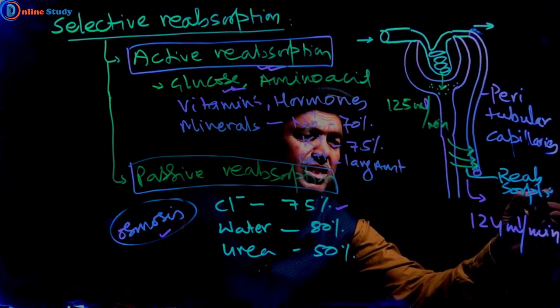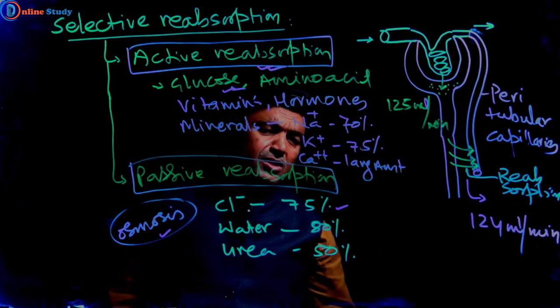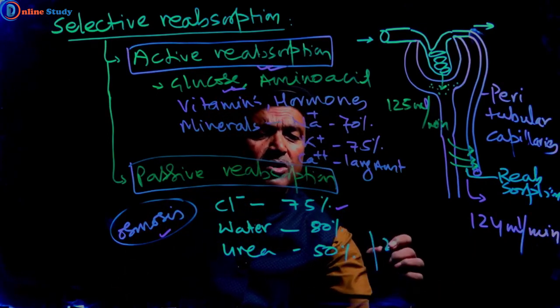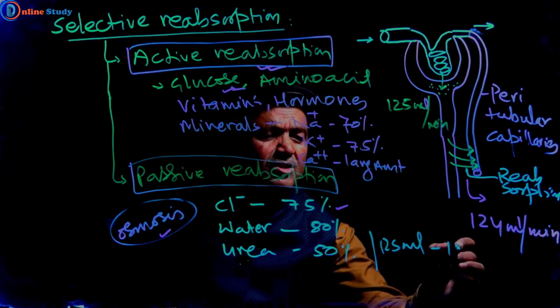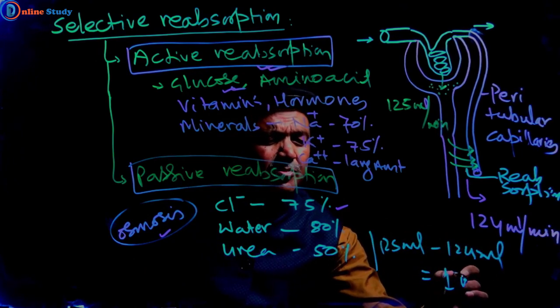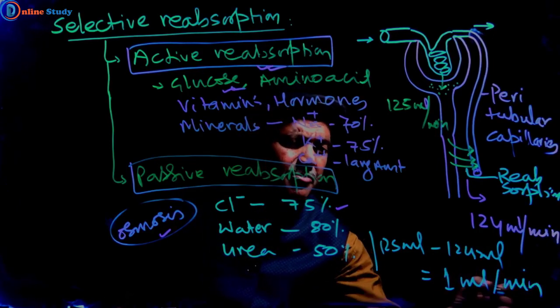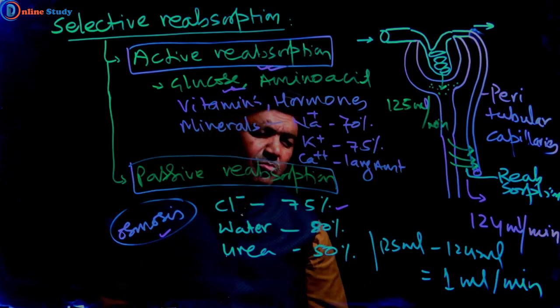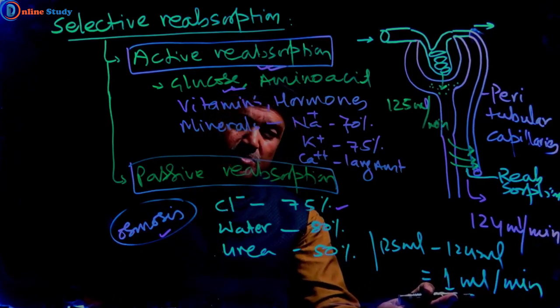So how much filtrate is found per minute? You can find the difference: 125 ml minus 124 ml is equal to 1 ml. So per minute only 1 ml urine is produced.